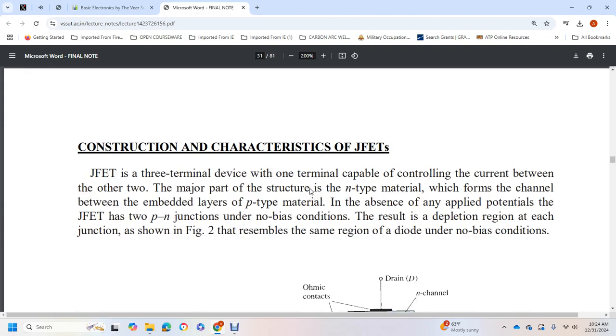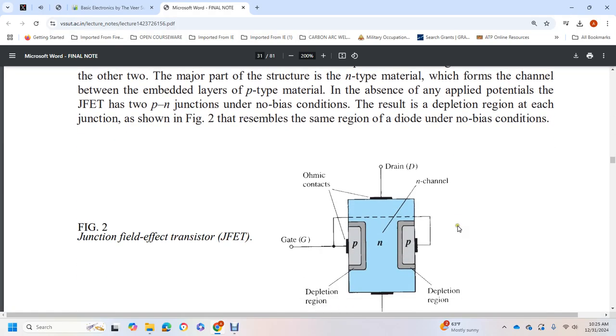Construction and characteristics: the junction field effect transistor is a three-terminal device, with one terminal capable of controlling the current between the other two. The majority of the structure is n-type material, which forms a channel between embedded layers of p-type material, in the absence of any applied potential. The JFET has two p-n junctions under no-bias conditions. The result is a depletion region at each junction, as shown in Figure 2, that resembles the same region of a diode under no-bias conditions.